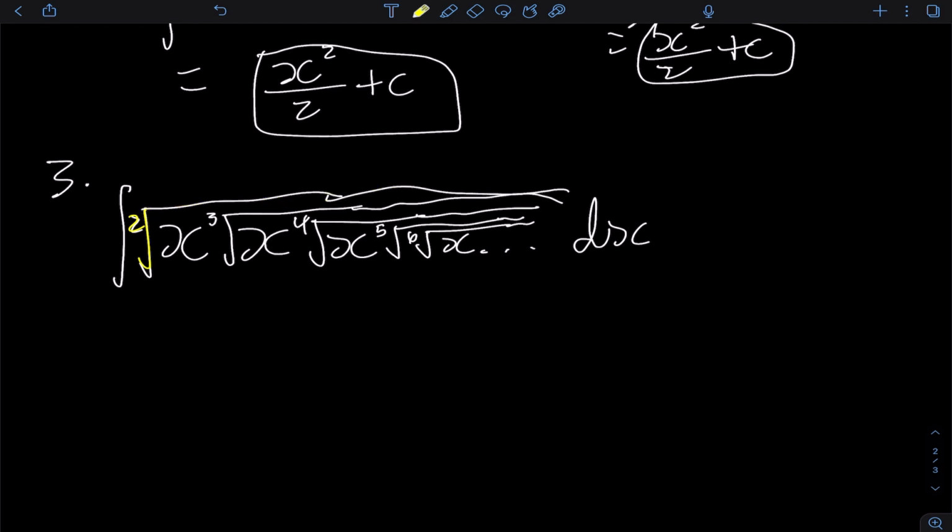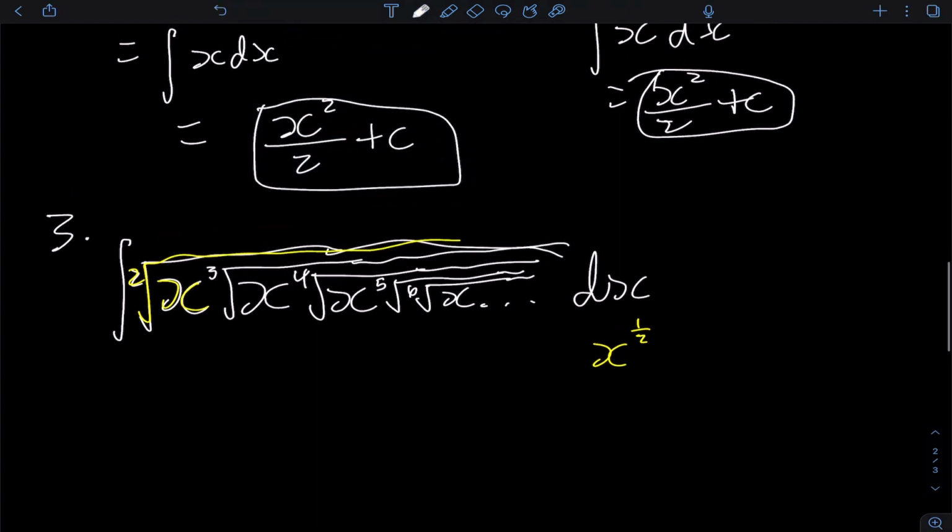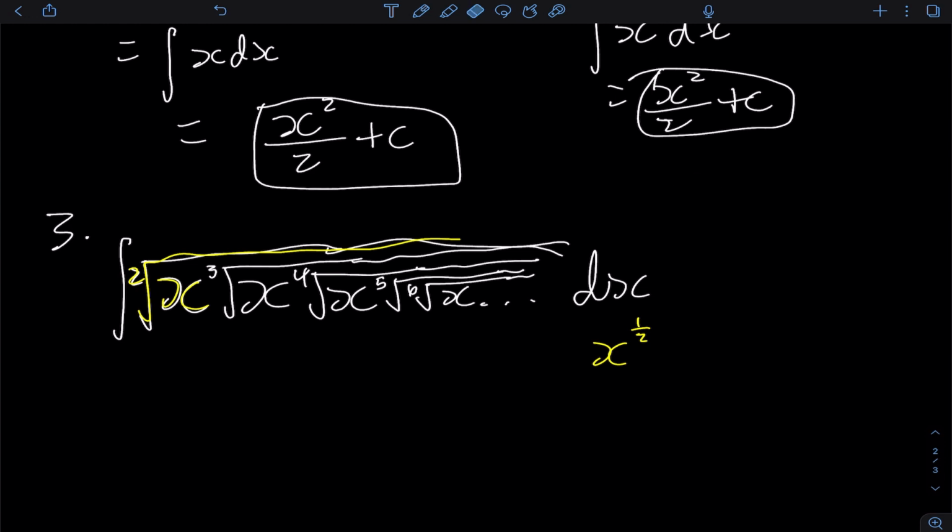So this, let's just do that. And we have the square root of x. So we know that the first term is x to the 1/2 power, because square root is taking the second root, which is x to the 1/2 power. And I can make a note here that the nth root of x is x to the 1/n, like so. Just a simple index law.